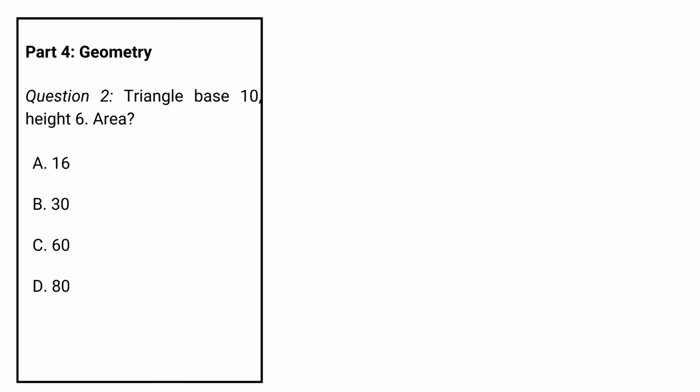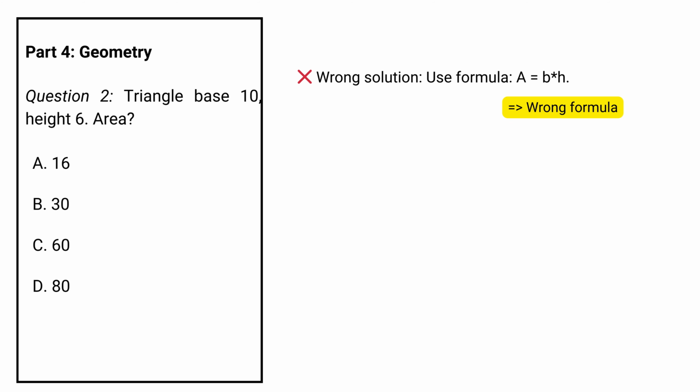Find the area of a triangle with base 10 and height 6. Your choices are A, 16, B, 30, C, 60, D, 80. Pause the video and see what you get. A common mistake is to use the rectangle formula, base times height, which would give 60. But that's not correct for a triangle.